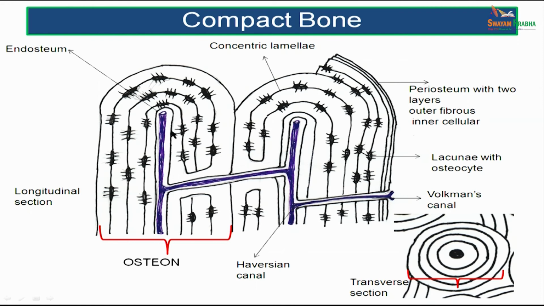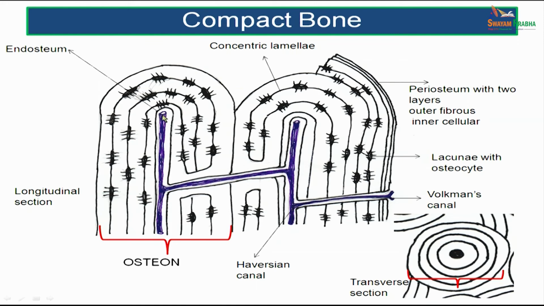Lining the Haversian canal is endosteum. Then outside the Haversian canal, we can see these concentric layers. These concentric layers are the lamellae. So, we can see concentrically arranged around it are the concentric lamellae. Within the lamellae, these are the spaces, these are the lacunae, and from the lacunae we can see radiating canaliculi. So, this is the feature of one osteon.